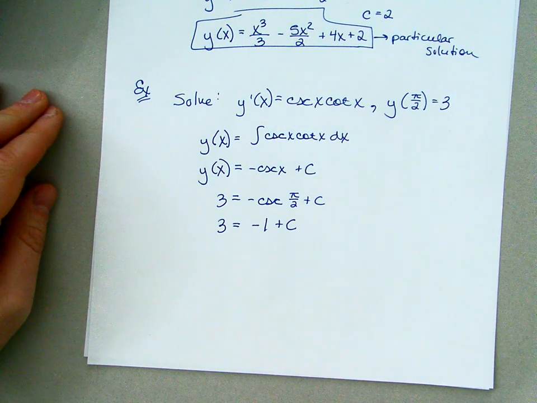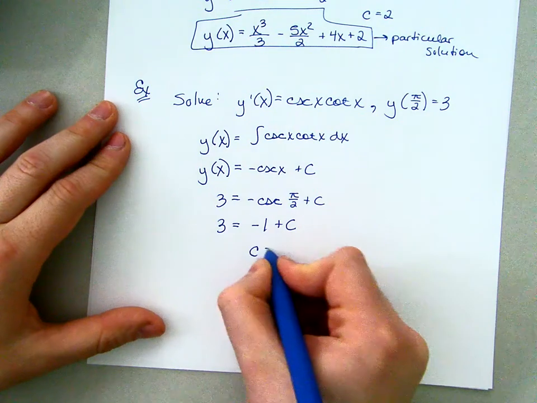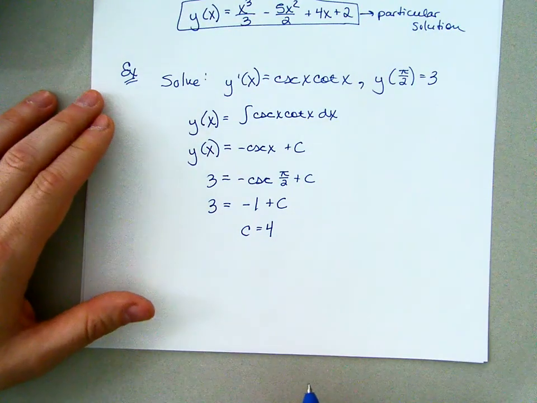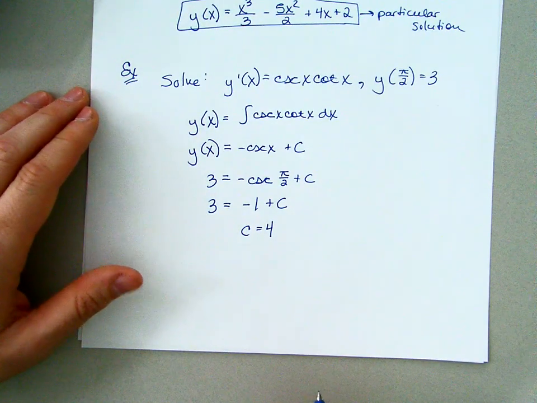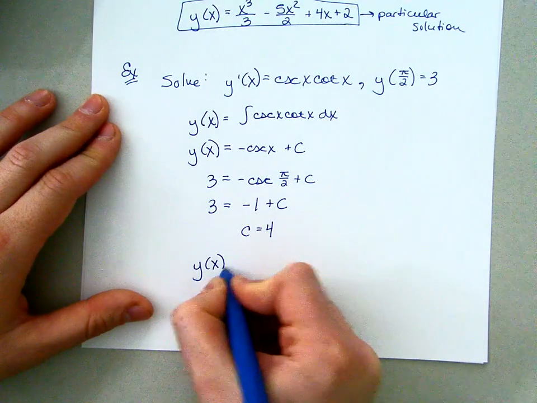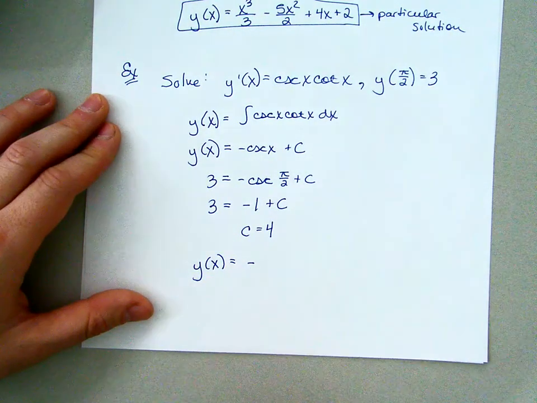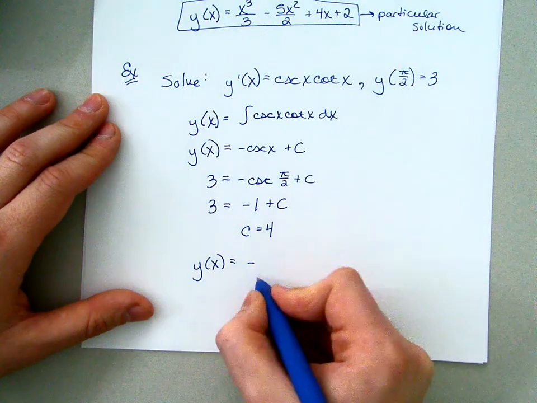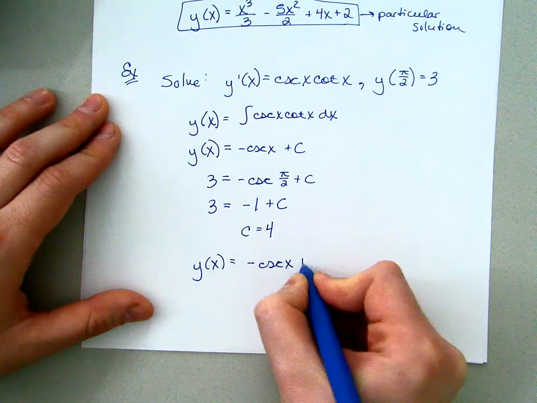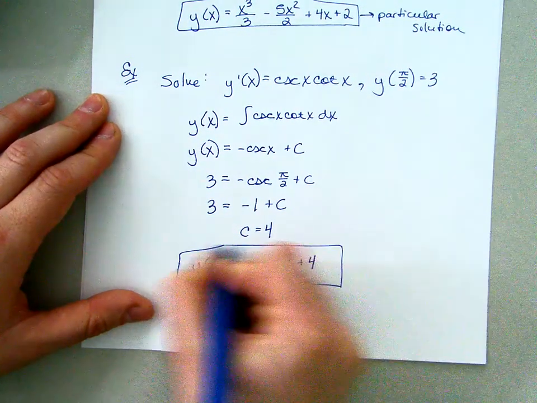Julia said c was 4. C is 4. Right, yeah. Julia said it was 4. Julia's right, because you made a sign mistake. Y of x equals the negative cosecant of x plus 4.